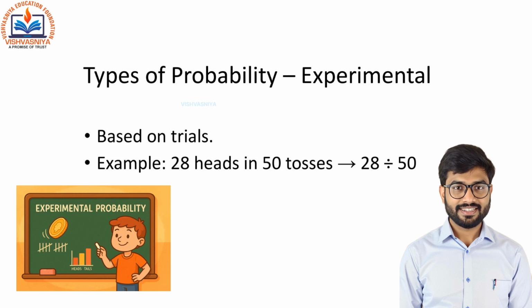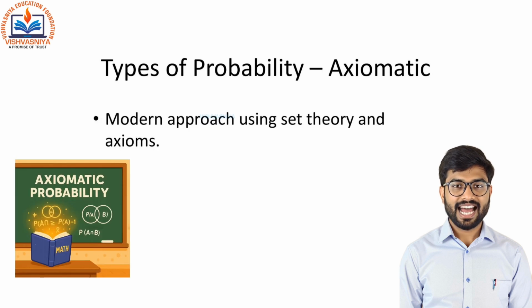Experimental probability, based on trials. Example, tossing 50 coins and getting 28 heads, probability is 28 divided by 50. Axiomatic probability, based on set theory and axioms.